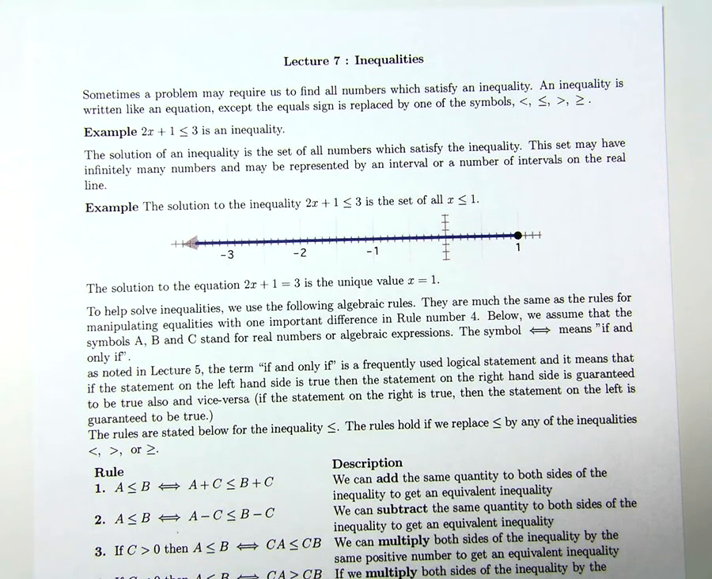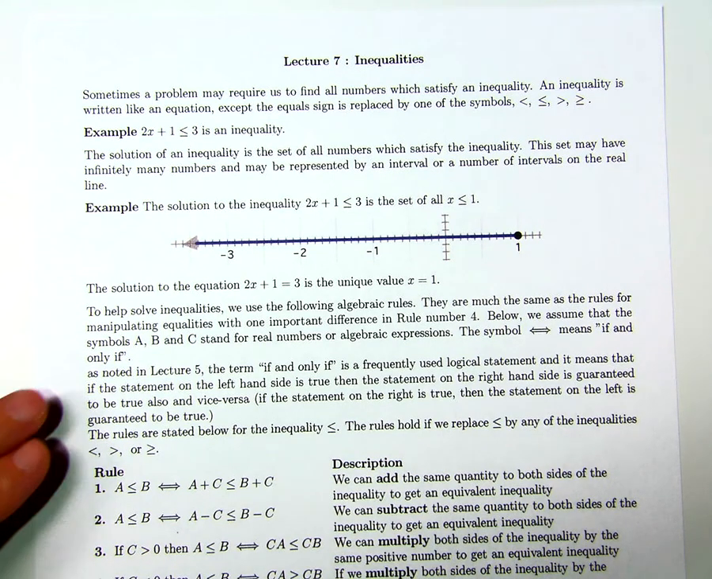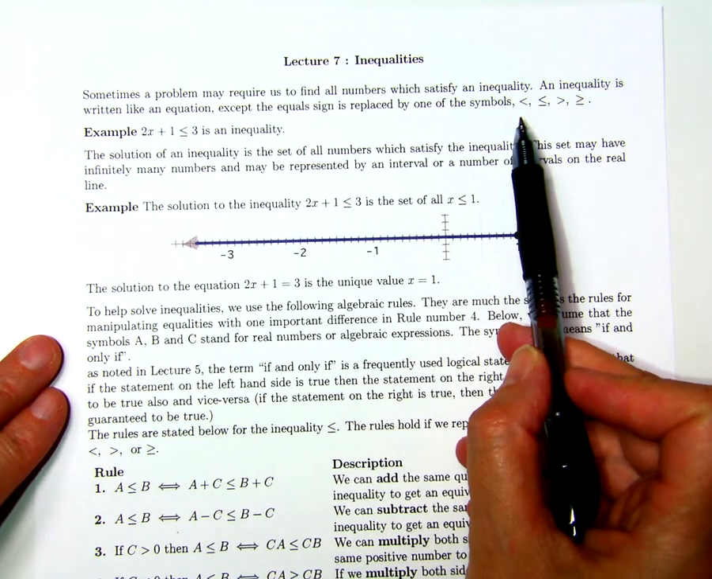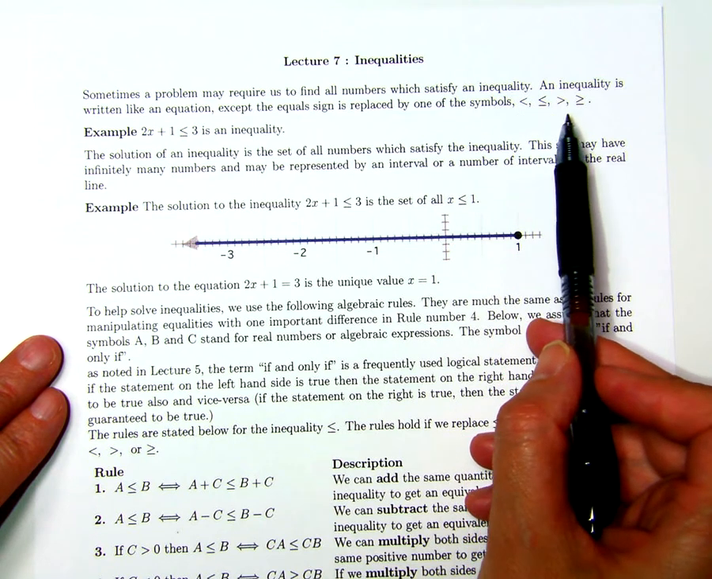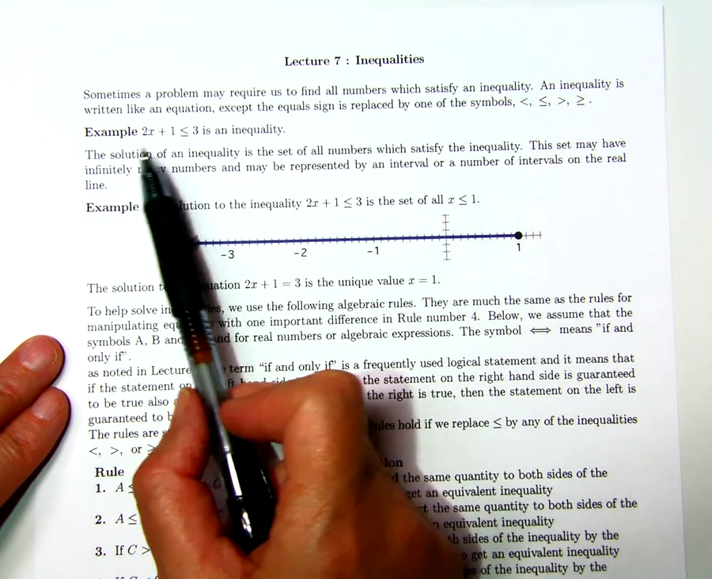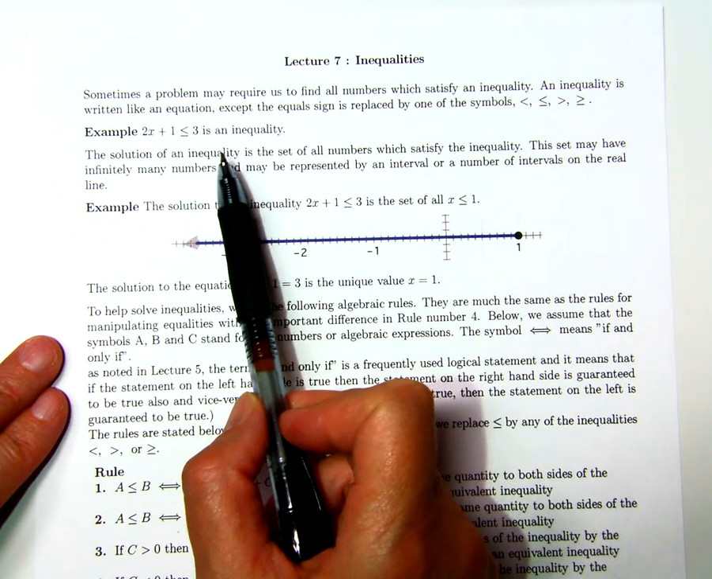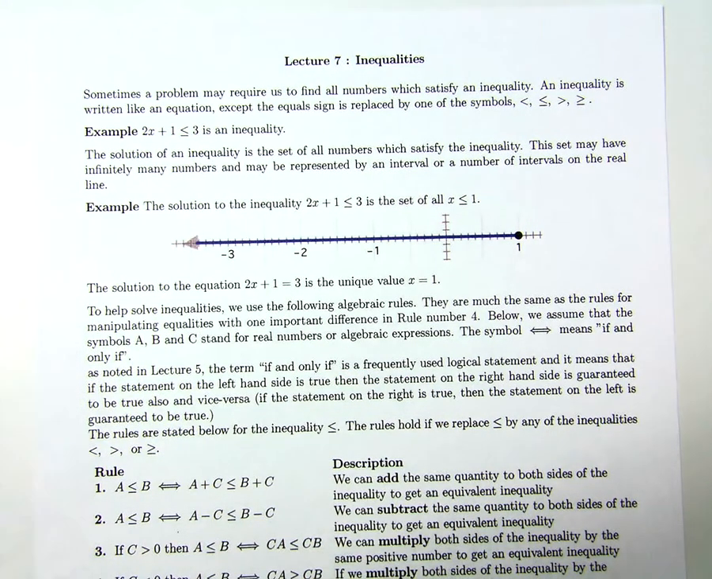Lecture 7 is about inequalities, and these are very similar to equations, except the equal sign is replaced by one of these symbols: less than or equals, greater than or equals. Here's an example: 2x plus 1 less than or equal to 3 is an inequality. We're going to try to solve inequalities.